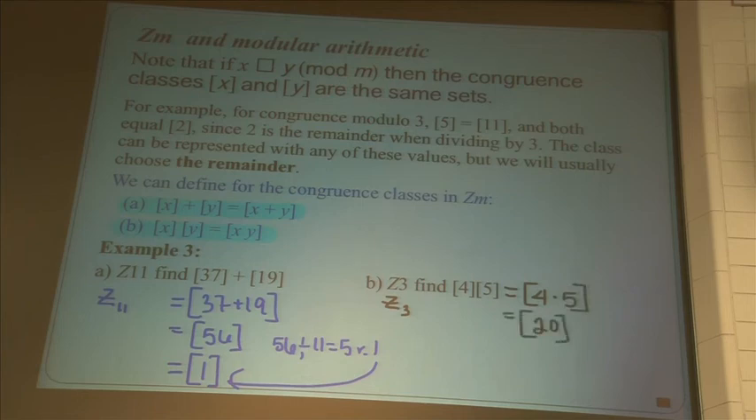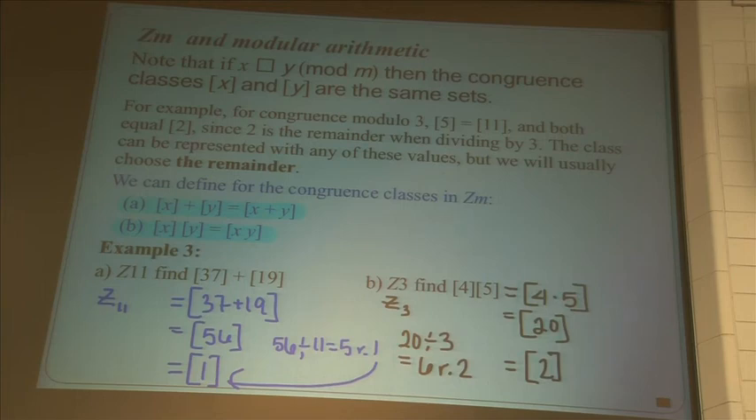But since we're in mod 3, we've got to simplify that. So 20 divided by 3 gives us 6 remainder 2. So the congruence class of 20 is equivalent to the congruence class of 2 mod 3. We're dividing everything by 3. That's modular arithmetic. We've got a little bit more.